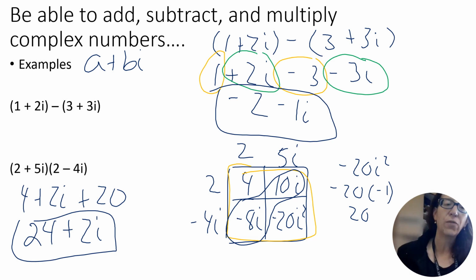Now, because there are different versions of the test, I do believe that there is a version that has complex conjugates for the multiplication problem, meaning it's like 2 plus 5i, 2 minus 5i, or you could have 2 plus 4i, 2 minus 4i. When you have conjugates, the i terms are going to cancel out, and you'll be left with a real number. There was a homework problem that did that, so you would be able to see how that works out. So if you get that version of the test, don't be surprised. Now you might not get that version of the test.